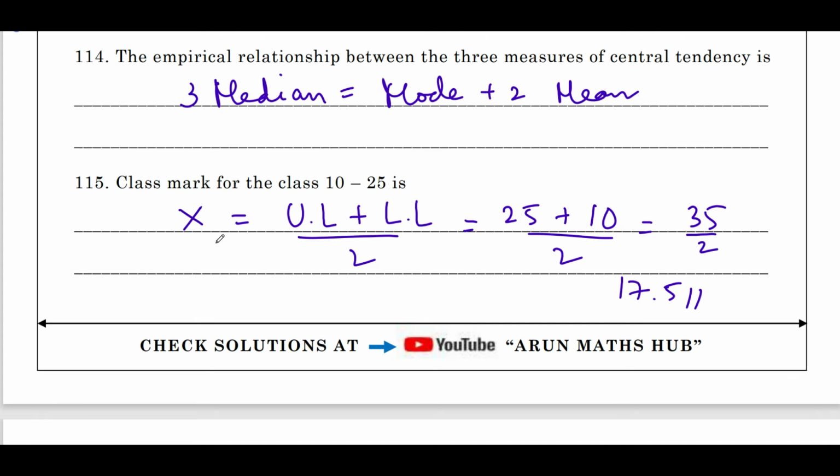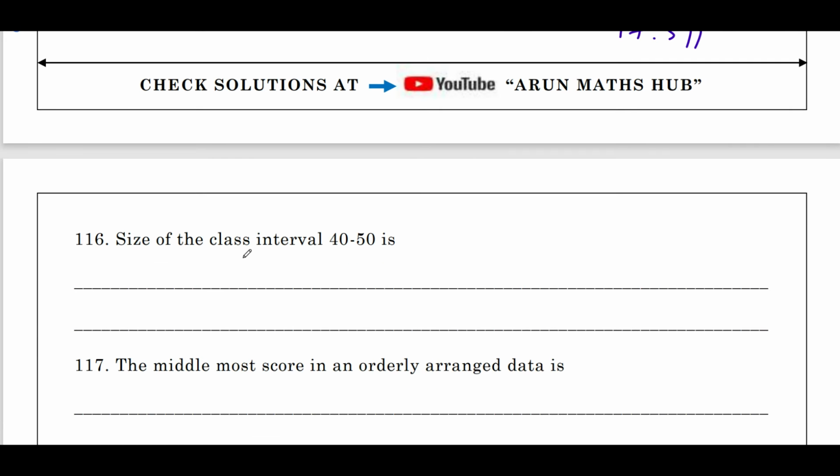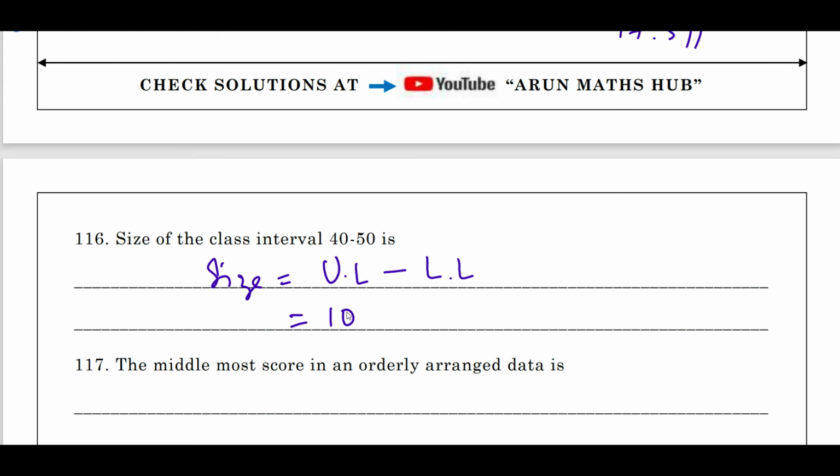What is class mark? Class mark is the upper limit plus lower limit by 2. What is the size of this class interval? Size of class interval is upper limit minus lower limit. That is 50 minus 40, we get 10.